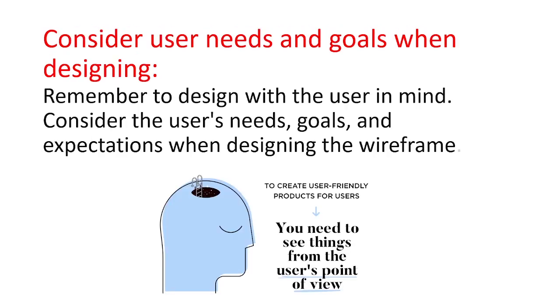Then we have to consider the needs and the goals of the users. So when we are creating our wireframe, we have to give priority to the users. When you're creating anything, you need to see things from the user's point of view. How will your users use your website or app? So don't create anything for you. You have to create for your users. So how will your users navigate your website or app? You have to keep all this in mind when you're developing your wireframe.